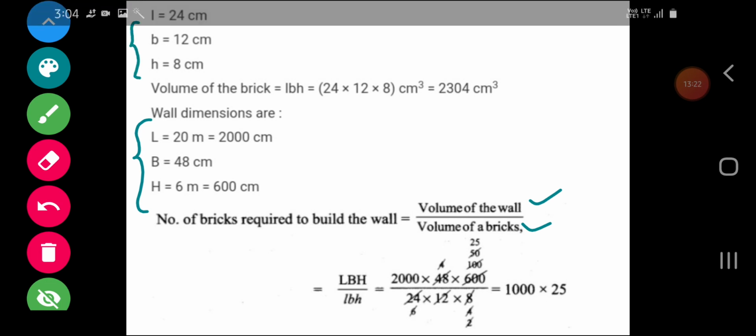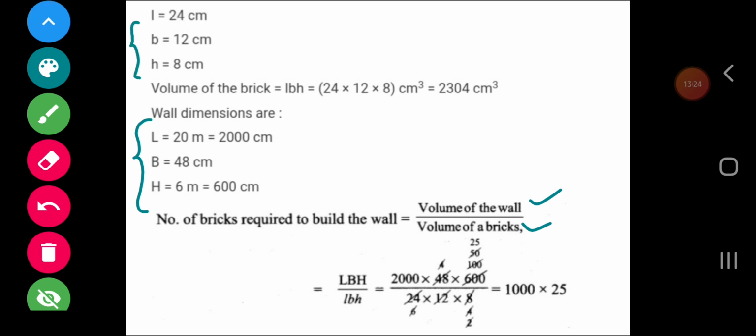Here we have to take the parameters of wall in capital letters LBH and the parameters of brick in small letters lbh. Here the parameter of wall, capital L, 20 meter, we need to convert into centimeter, so it is 2000 centimeter. Breadth is 48 centimeter, height is 6 meter, we have to convert into centimeter, it is 600 centimeter. Now parameters of brick: l 24 centimeter, b 12 centimeter, h 8 centimeter.